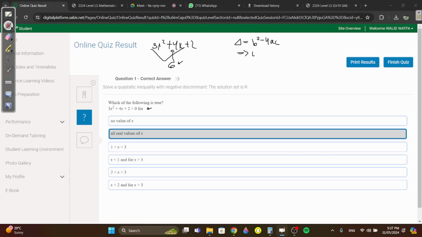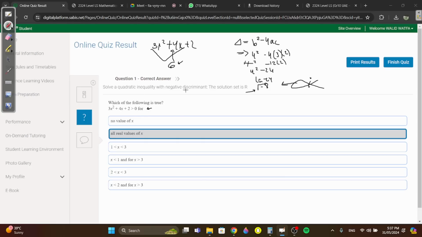So b squared is 4 squared, minus 4 times 3 times 2, which is minus 12 times 2. 4 squared is 16, minus 24, which is minus 8. Yes, so it's a negative discriminant, meaning that it's not factorable over the set of real numbers. If you were to factor, you'd get a complex number, imaginary i. But right now, when working with inequalities, we don't care about i. Keep that for later.